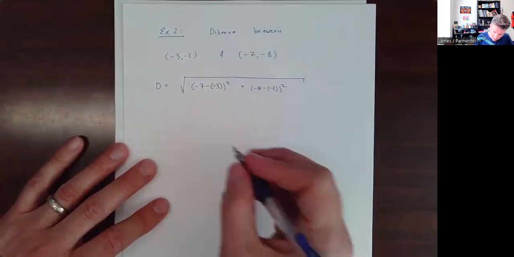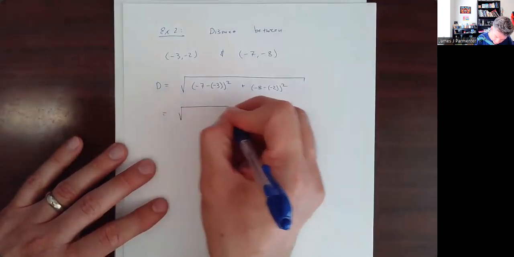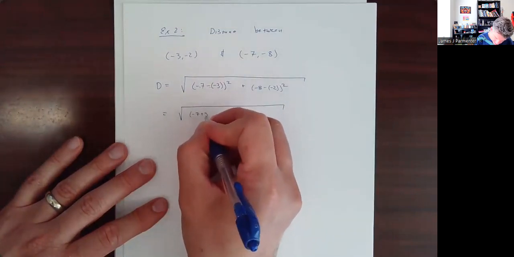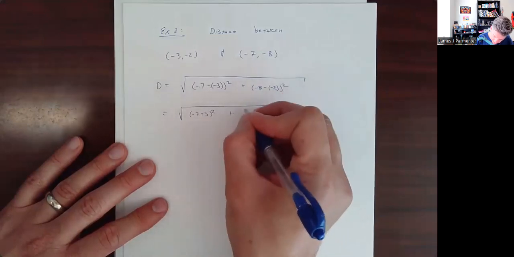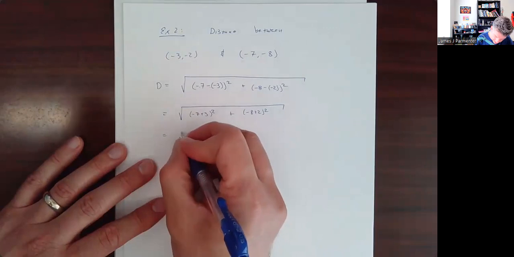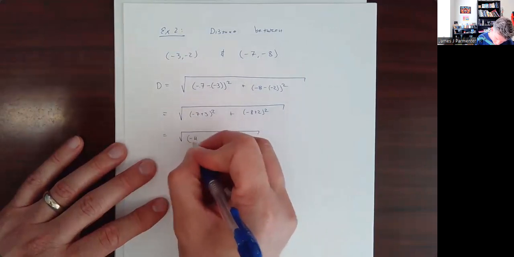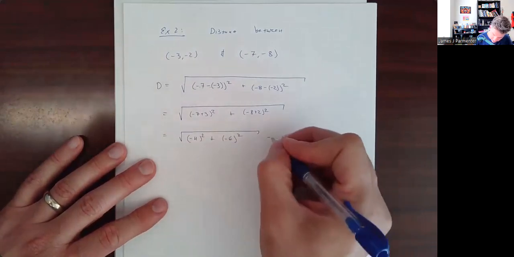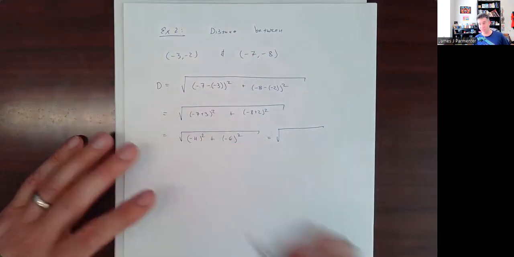Okay. You can simplify this however much you like. Negative 7 plus 3 could be one step of simplification. Negative 8 plus 2 could be another step of simplification. And then negative 7 plus 3 is negative 4 squared. Negative 8 plus 2 is negative 6 squared. So then I'm really ignoring the negative there.